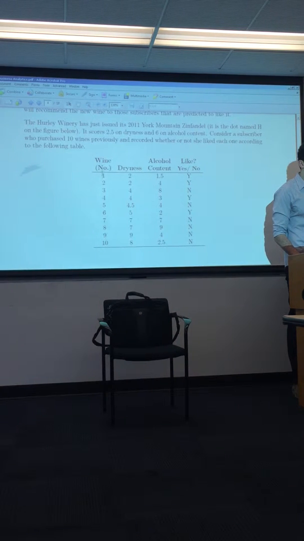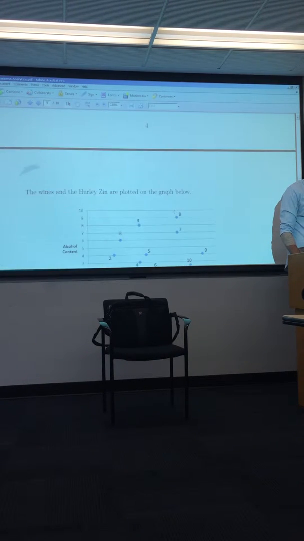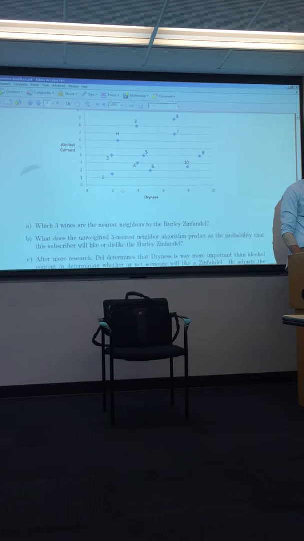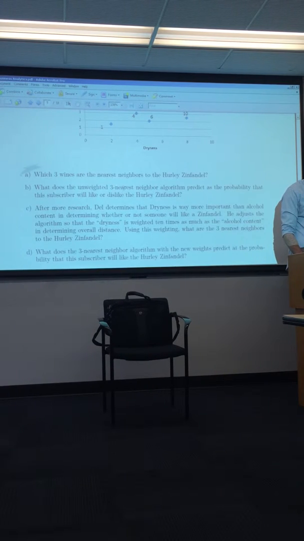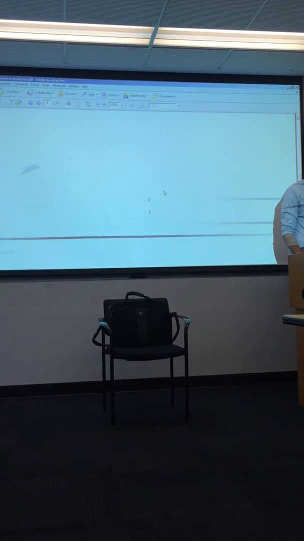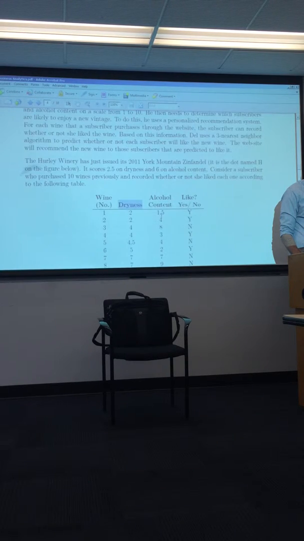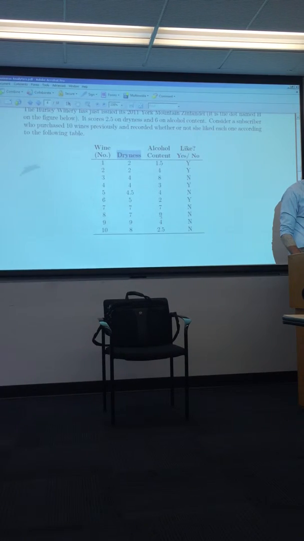Okay, so we have information about different wines, and we have the dryness of each wine, the alcohol content of each wine, and whether a specific person likes it or not. And then we have another wine called Harley Zinfandel, and we have also its data, right? What is its data? Where is it? 8, 2.5 and 6. Where do you see it?